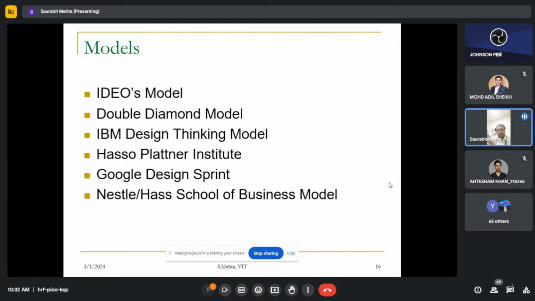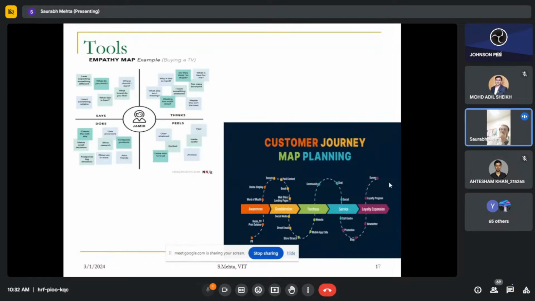And as I said, more or less, they are just similar to what the Stanford design studio has produced, right? So there are many tools available, right? So basically, empathy actually helps you to understand the entire customer journey.